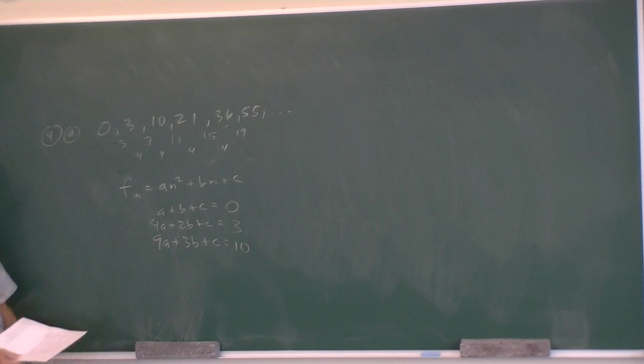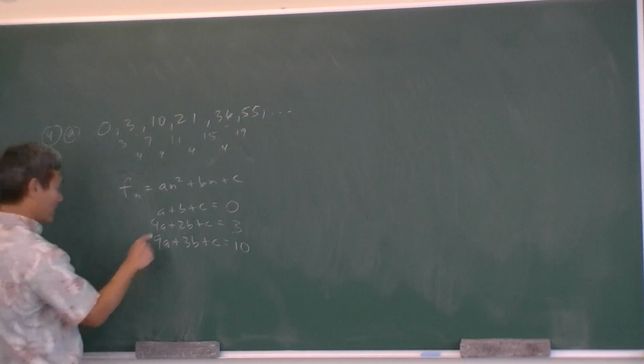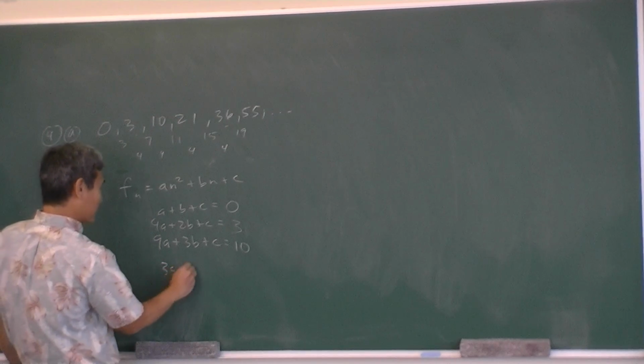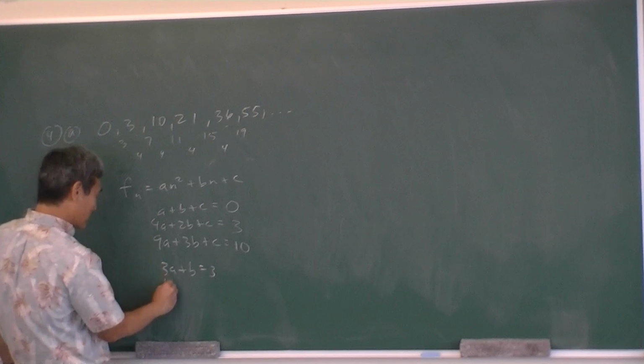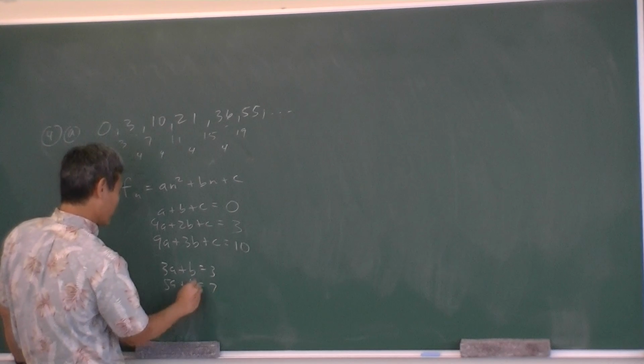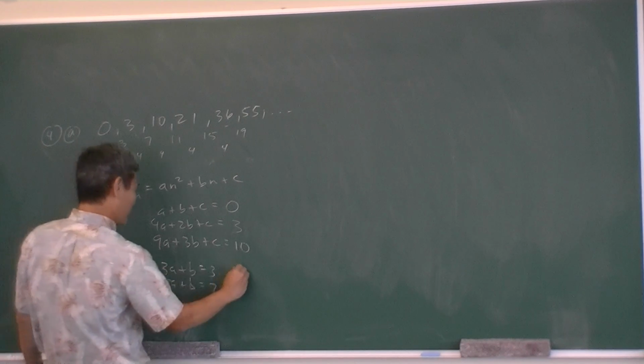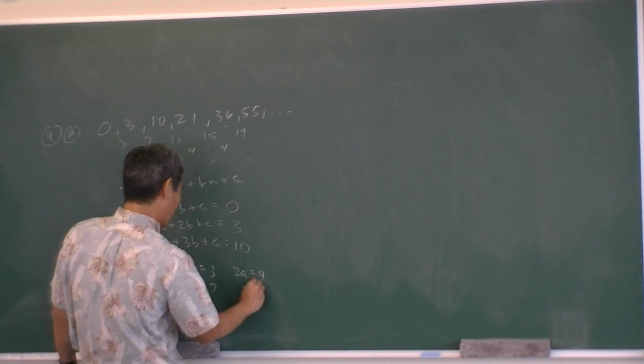I know you guys can solve this, right? Okay, I'll just do it quickly. This minus this, 3a plus b equals 3. This minus this, 5a plus b equals 7. This will be, subtract again, 2a equals 4, a equals 2.